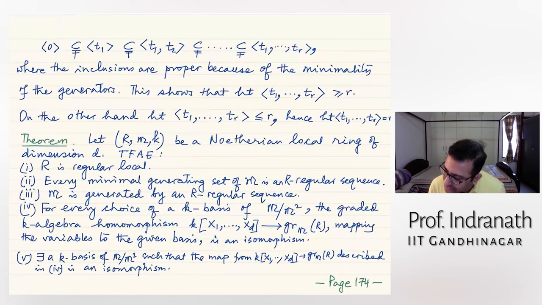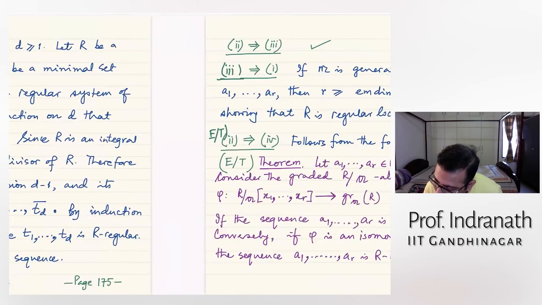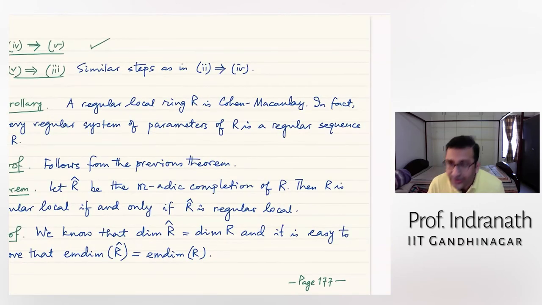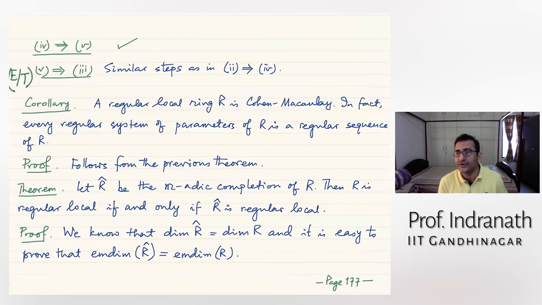That means R is regular, a Noetherian local ring of dimension d, regular if and only if one of these holds; if one of these holds good, then all the others should hold good. That's the idea. So this is what we have talked about in our first lecture on regular local rings.